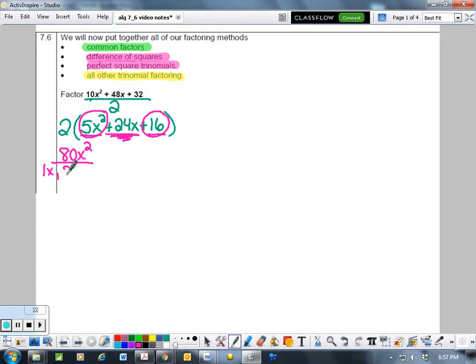So there's a 1x and an 80x, a 2x and a 40x. 3 doesn't go, but 4 goes 20 times. And I think I just found it. So here's the one that adds to be 24. So I'm stopping there, and I'm going to factor this out now. 5x squared plus 4x plus 20x plus 16.